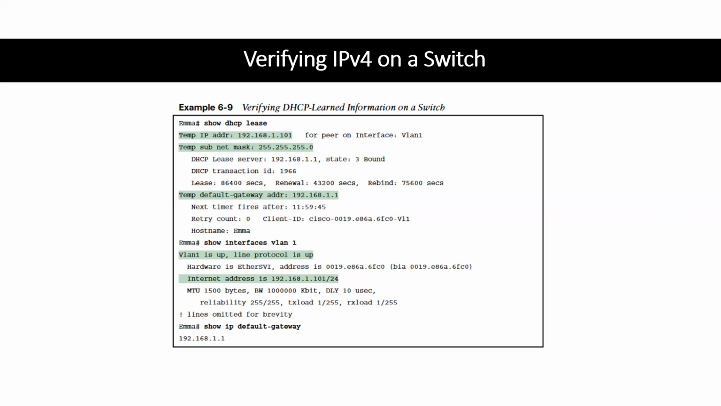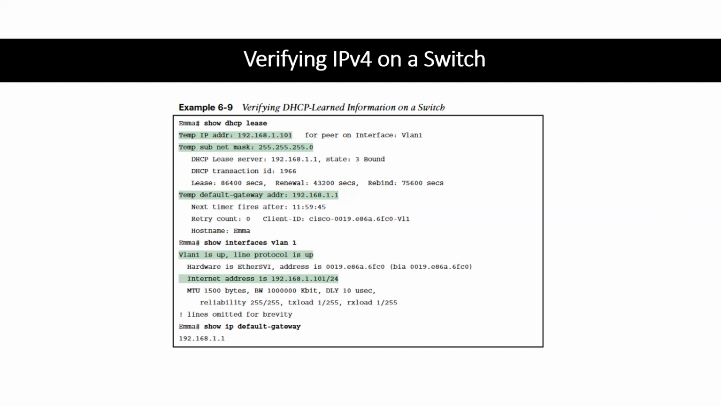Now, if we scroll down, on a switch, we do a show interfaces VLAN 1. That shows us in detail three things, but I want to go over the two things that I want you guys to drill in your head, because you'll see a screenshot like this on the exam. You see the first line: VLAN 1 is up, line protocol is up. Whenever you see that, one stands for layer 1 and one stands for layer 2.